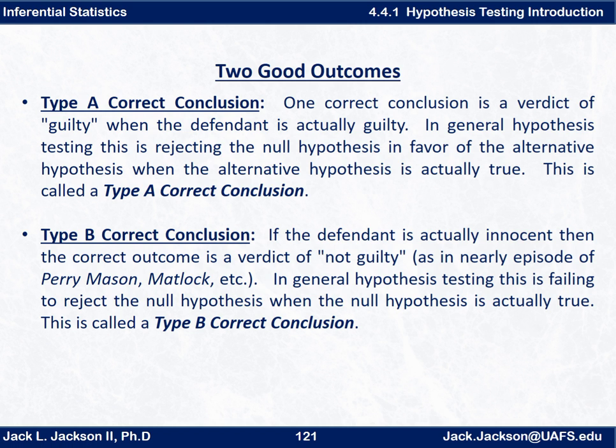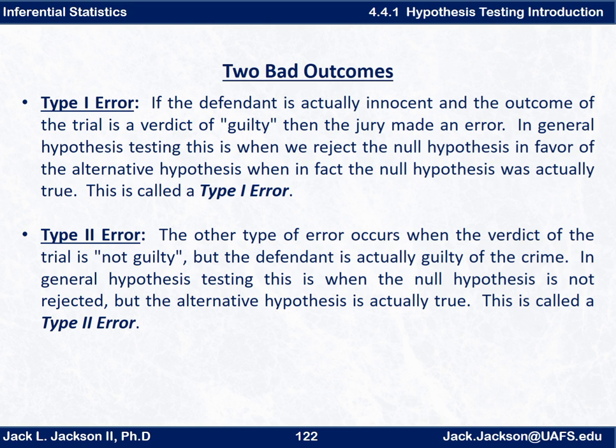But just as there are two good outcomes, there are two bad outcomes. If the defendant is actually innocent and the outcome of the trial is guilty, then the jury made an error. They're sending an innocent person to jail or punishing them. So in general hypothesis testing, this is when we reject the null hypothesis in favor of the alternative hypothesis when in fact the null hypothesis was actually true all along. This type of error is called a type 1 error.